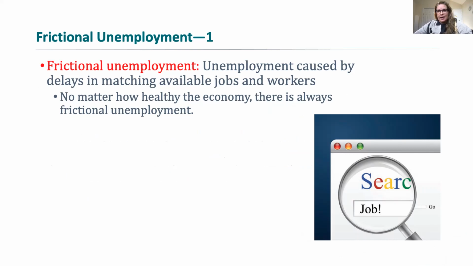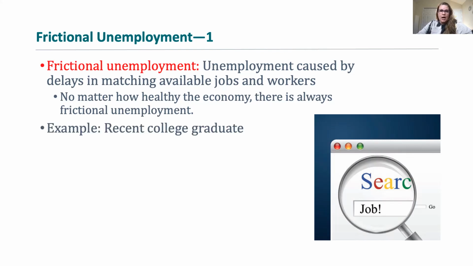Moving on to the second category of unemployment, frictional unemployment. Frictional unemployment is considered natural and efficient by most economists. It allows job seekers to efficiently match their skill sets with available jobs. Frictional unemployment is that time, that delay between the person seeking a job and the person finding the job that they want to actually take. No matter how healthy an economy is, there's always frictional unemployment.